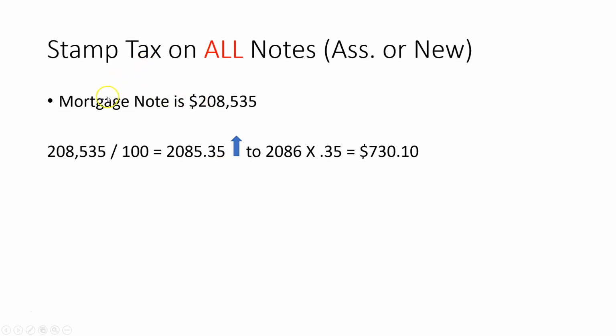So here's an example. We have a mortgage note of $208,535 divided by 100. Because we have got a little bit left over, we have to round up to 2086. Multiply that by 0.35 and you're going to get the stamp tax on the promissory note of $730.10.